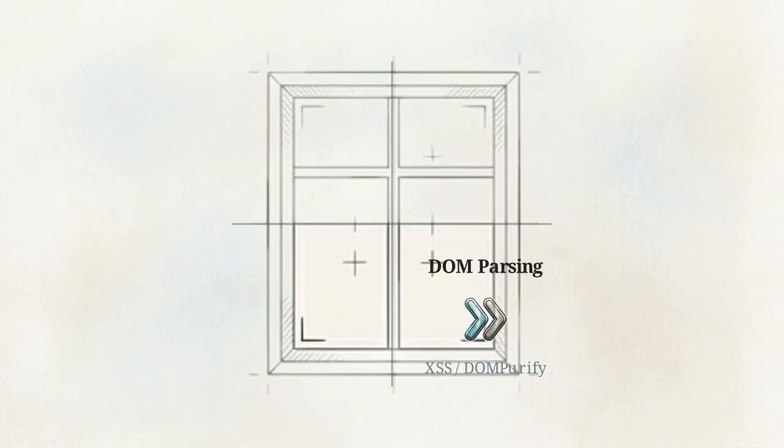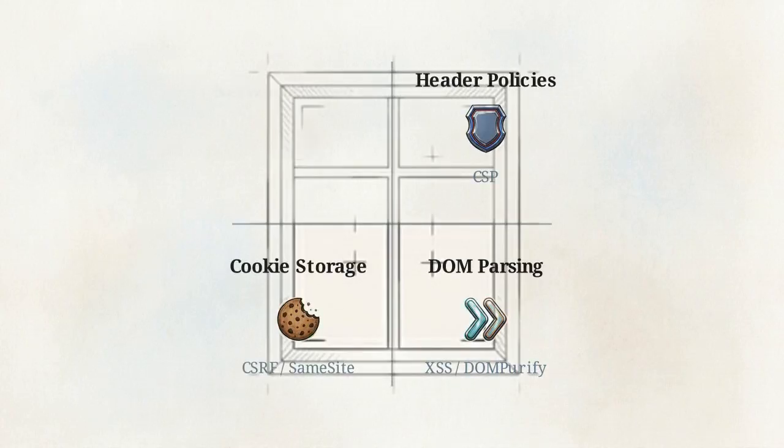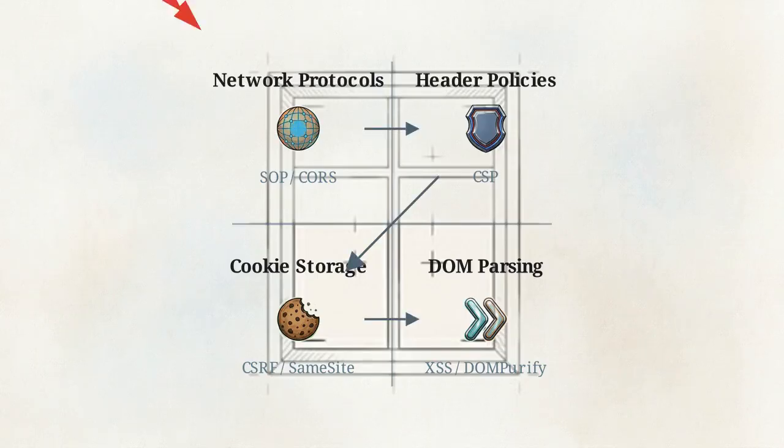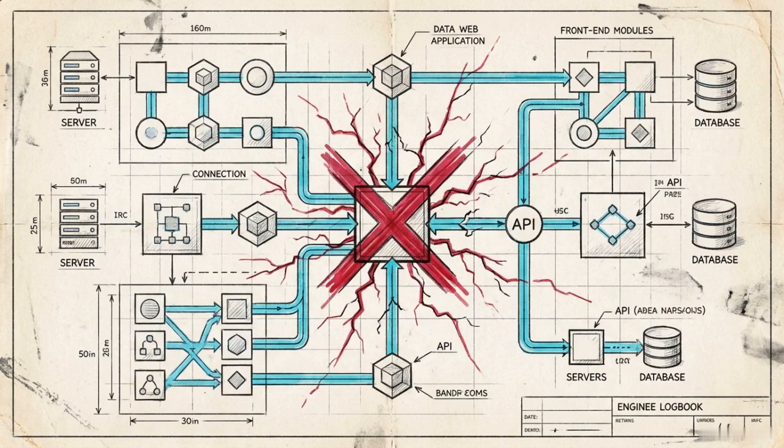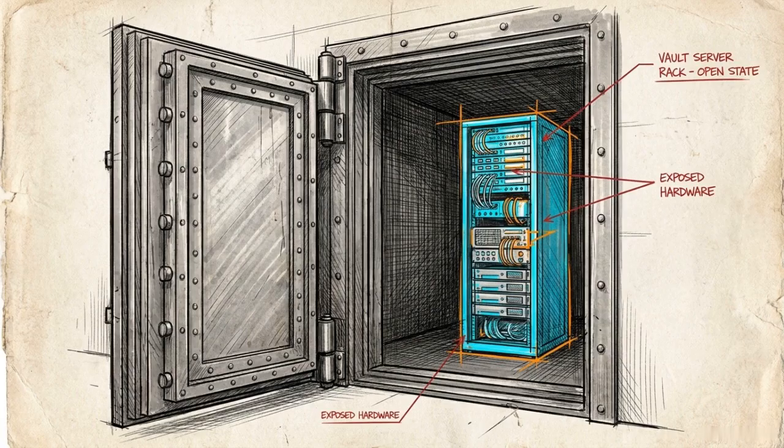The four quadrants interlock. DOM parsing handles XSS, header policies enforce CSP, cookie storage manages CSRF, and network protocols govern SOP and CORS. Watch a safe user action flow through this environment. The packet moves sequentially, repelling attack vectors at the network, state, header, and DOM boundaries. In production, these layers are heavily dependent on each other. Securing a cookie means nothing if an XSS payload can rewrite the DOM, and a strict CSP is useless if a wildcard CORS policy exposes the API.